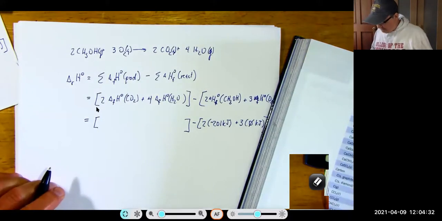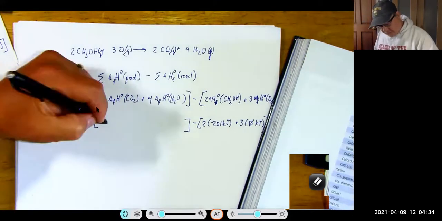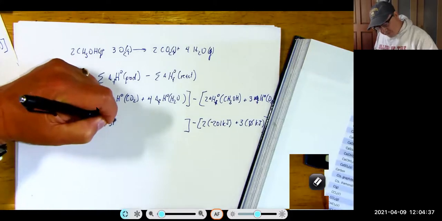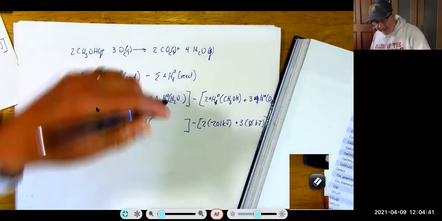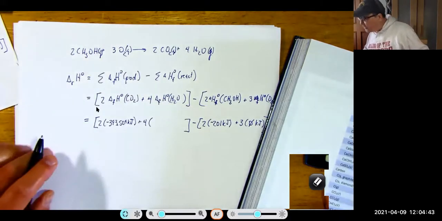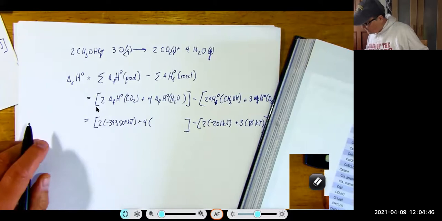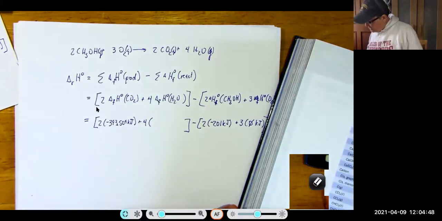CO2 is 2 times minus 393.509 kilojoules. And H2O in the gaseous state is like minus 285 or 245 or something. 241.